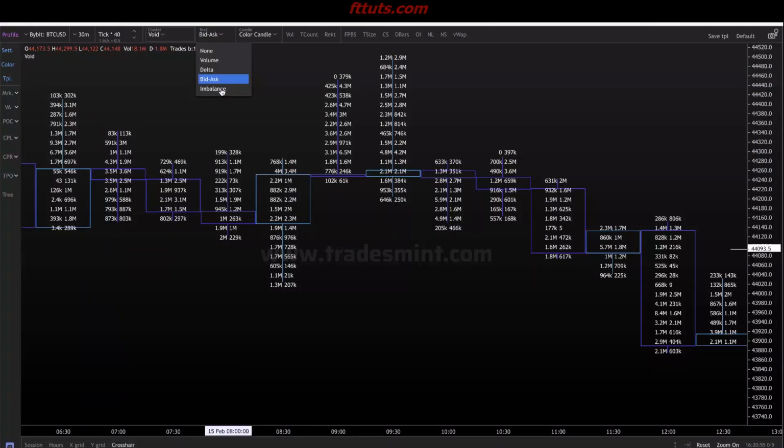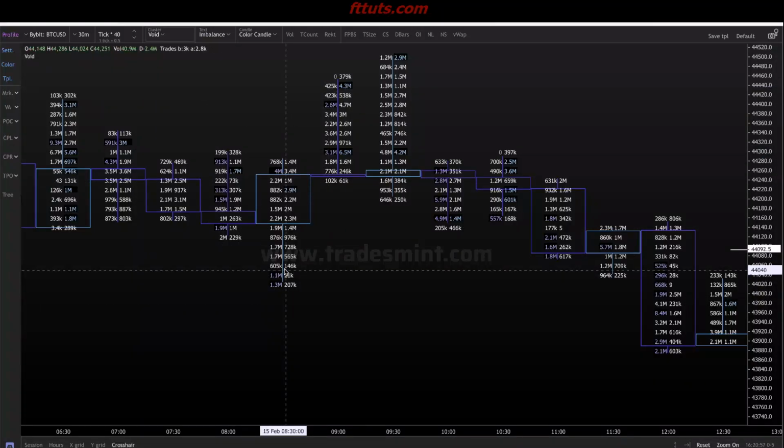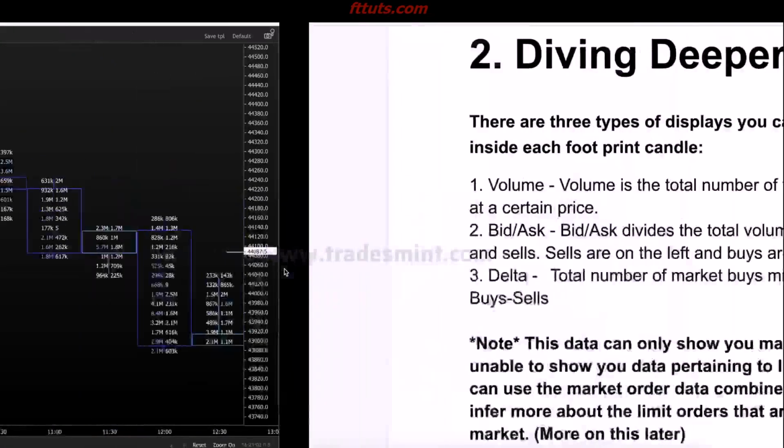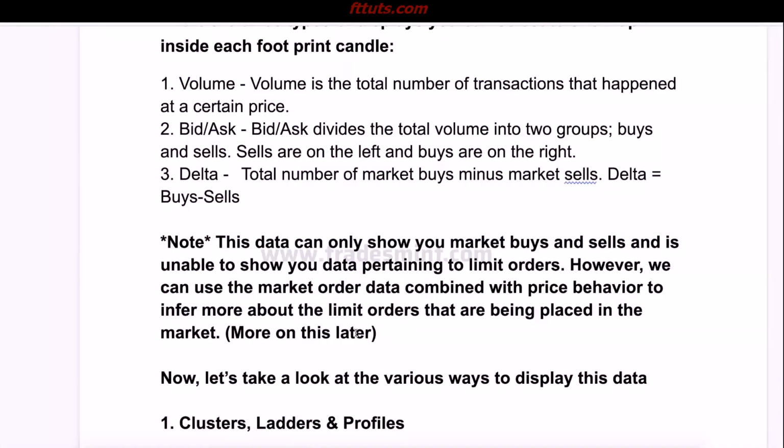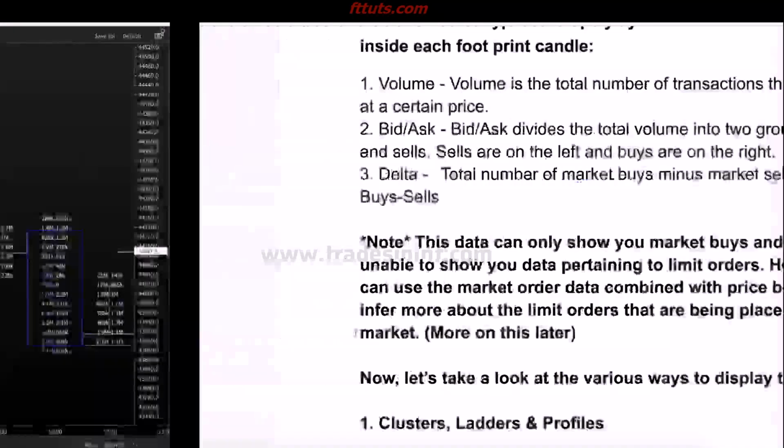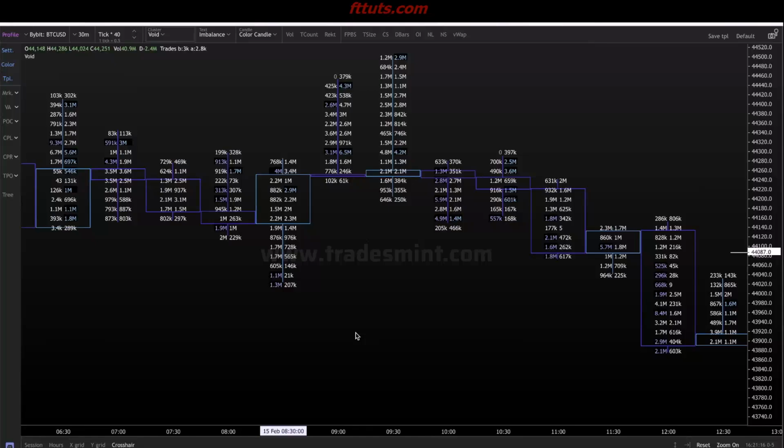Now, if we put on the imbalance, this will tell us when there are imbalances in the number of buys and sells. We're going to get into this more in the session, but it's important to know, guys, that the data can only show you market buys and sells, and it is unable to show you limit orders. Okay, what we can do is we can use the data we have pertaining to these market orders to infer things about limit orders that are probably being placed in the market, but we can't know for sure.